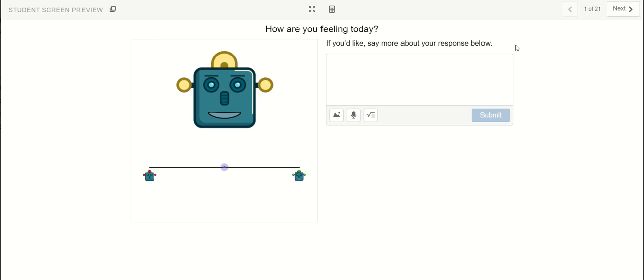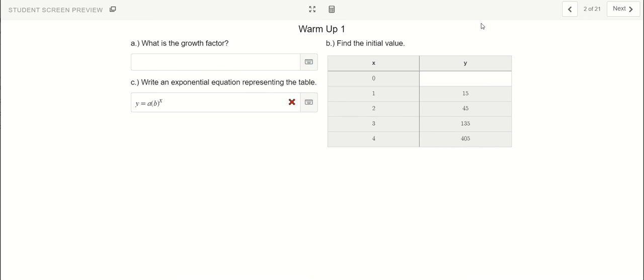Alright, so in this lesson, we're going to be going over a new type of equation called exponential functions. An exponential function has two parts. The first part is going to be called the growth factor. You can think of that as the multiplying pattern. For example, from 15 to 45, notice that it's times 3. So times 3 to get to 45, times 3 to get to 135.